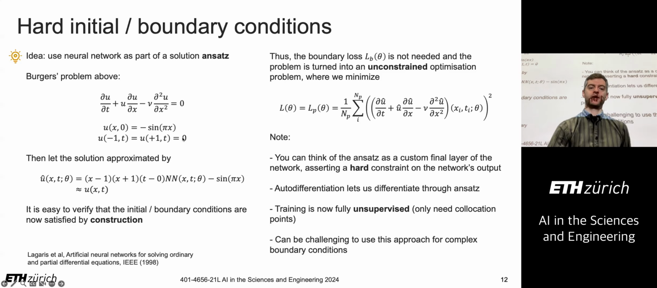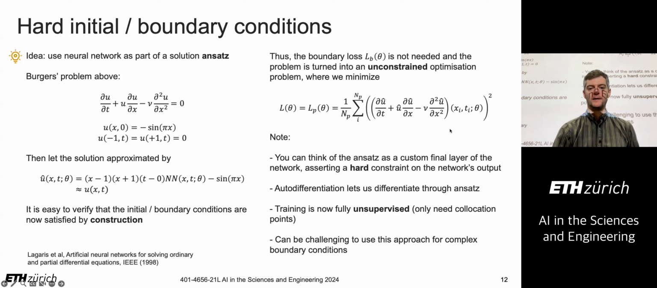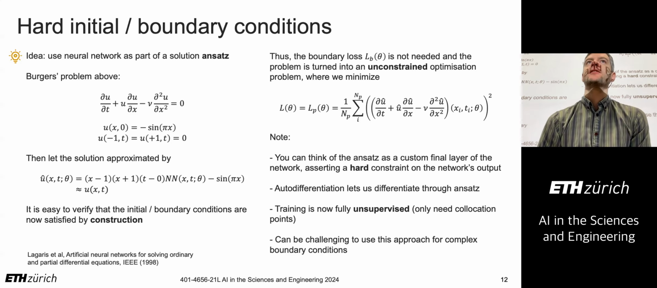So the key point is that the difficult thing is to choose the ansatz, but if we can do it, then this turns the whole problem from a constrained optimization problem, where we have this boundary constraint, to an unconstrained optimization problem where all we're doing is minimizing the physics loss, and we get rid of this competition between these two terms. Does that make sense? Has anyone got any questions on that?